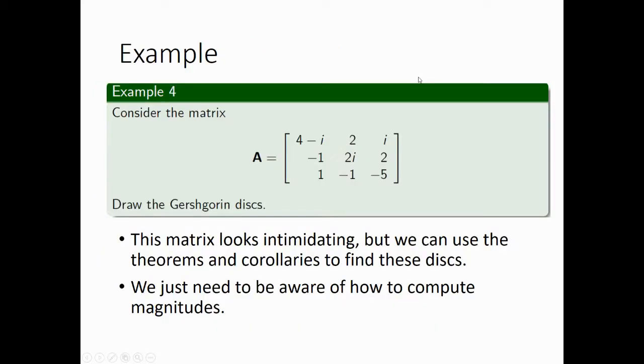So consider the matrix given here. A is equal to 4 minus i, 2, i; minus 1, 2i, 2; 1, minus 1, minus 5. Now, this matrix looks intimidating. We've got complex values here, but we can use the theorems and corollaries to find the Gershgorin disks. We just need to be aware of how to compute magnitudes of complex numbers, which is basically the Euclidean distance from the complex number to the origin in the complex plane. So it's just a Euclidean distance calculation.